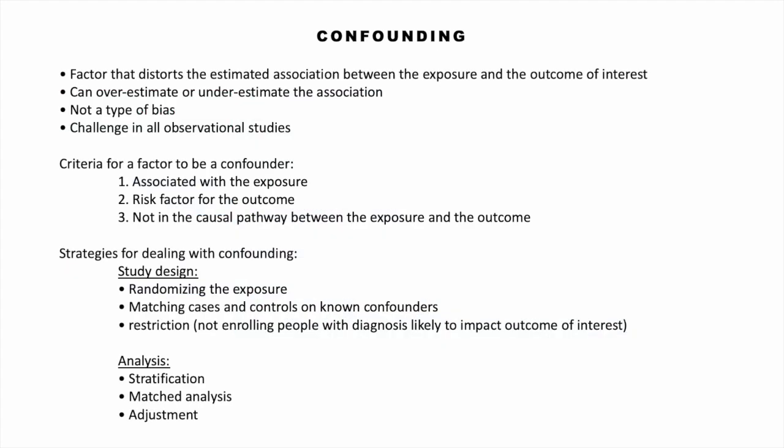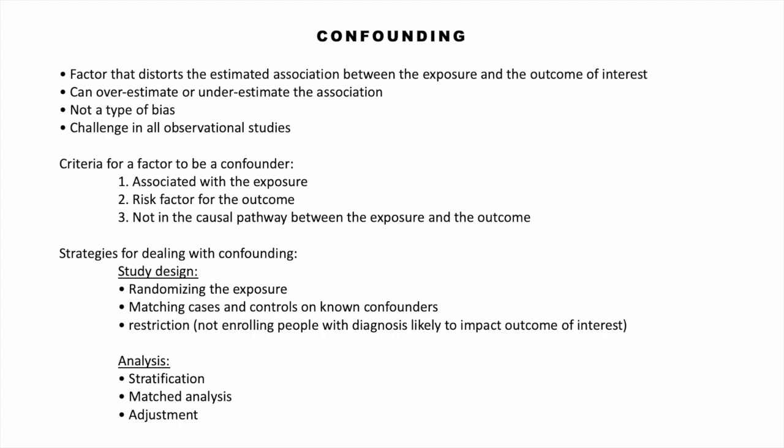Confounding occurs when an extraneous factor is associated with both the exposure and the outcome, leading to a distortion of the true relationship between them. Controlling for confounding variables is essential to minimize bias and strengthen the validity of causal influence in epidemiological research. Confounding is not a type of bias, and it can result in an association being either overestimated or underestimated. It's a big challenge in all observational studies because we can't control the environment that real people are living in outside of a randomized controlled trial environment.